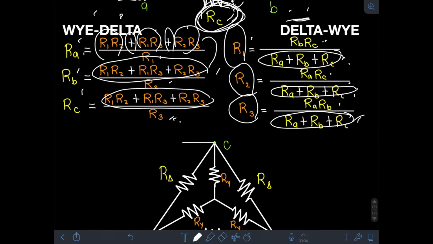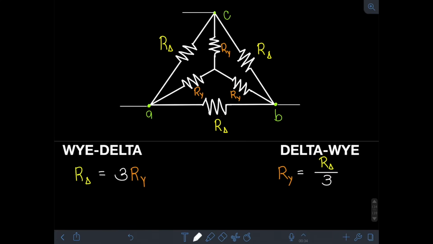Now, we have a special case. If all the delta resistors are equivalent to a single value, let's say R delta, and all the Y resistors are equal to a single value, let's say Ry, then when we convert the Y to delta, a single delta resistor will be equal to 3Ry. It will be the same for all three delta resistors. Likewise, for delta to Y, the Y resistors Ry will have a single value for all three, equal to R delta over 3.